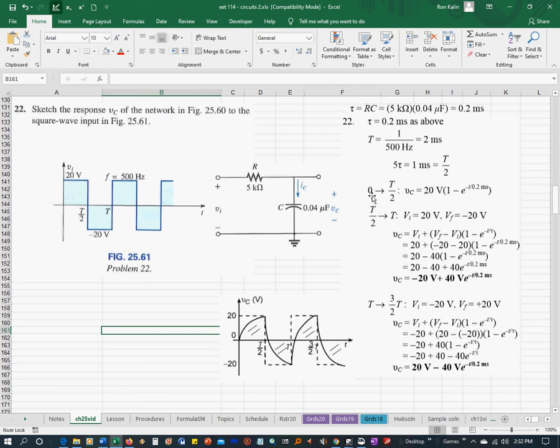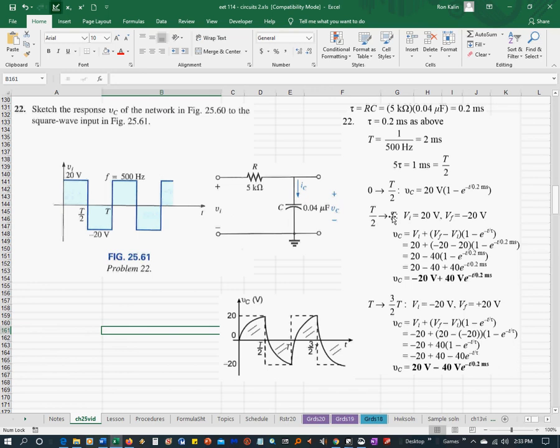So from 0 to T over 2, which would be this pulse, V sub C is this formula. We just plugged in the initial value, which was 20, and then this is tau in here. So that's what it looks like. It's going to charge up right there.